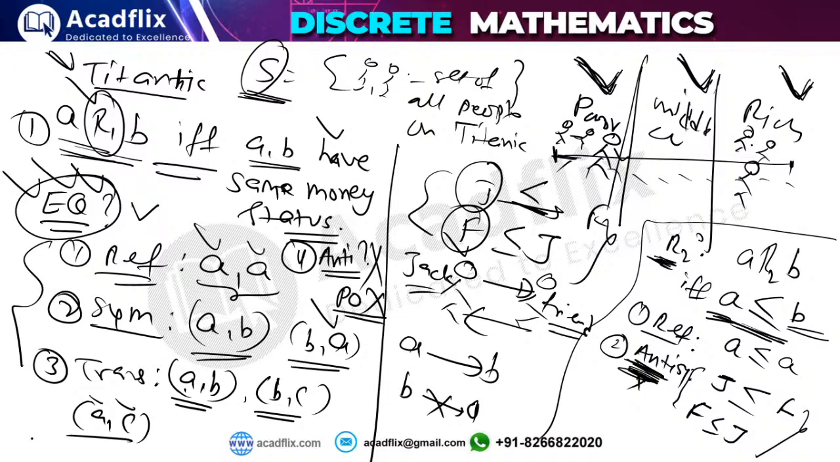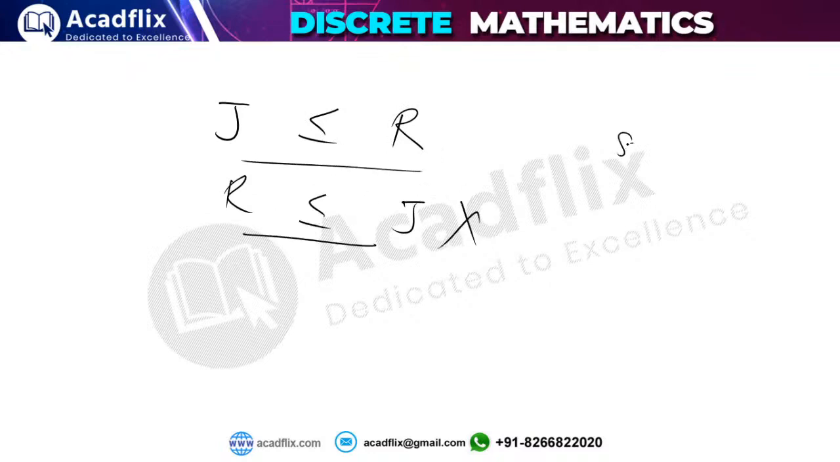Okay, so anyway, leave this example. Actually this is not anti-symmetric, I told you, because between different people there is symmetry. Similarly, actually this is not symmetric also. Why? Because you can see the money status of Jack is less than money status of Rose. Yes, true, but money status of Rose is not less than or equal to Jack. So basically the symmetric property is also violated, and the anti-symmetric property is also violated. So this relation is neither symmetric nor anti-symmetric.